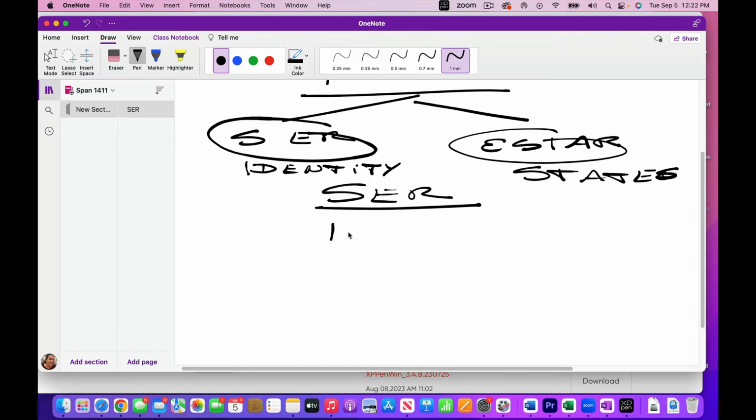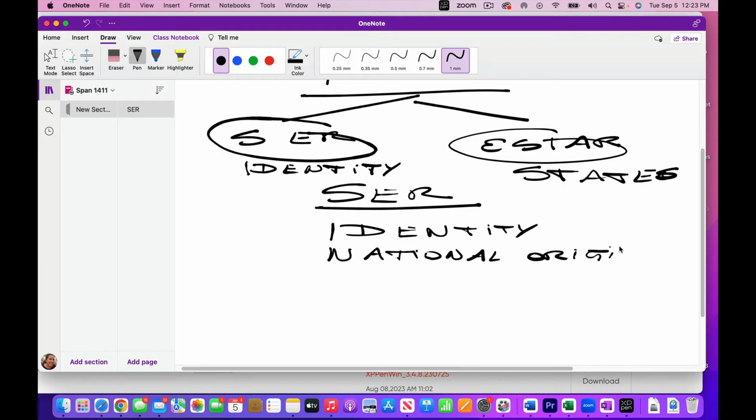You're going to use ser for identity. Things like, I am a student. Also, national origin. This is where you were born. So if you were born in the United States, that would be your national origin. That is somewhat permanent, right? I guess you could get a citizenship in another place, but your national origin is the United States. Or if you're born in Mexico, then you are from Mexico. So you would use ser for that as well.